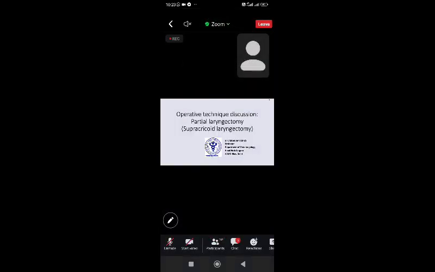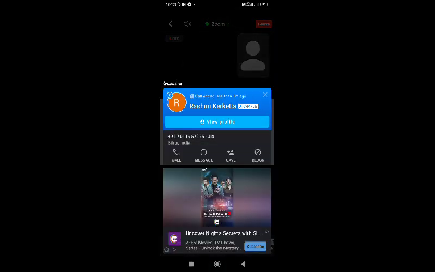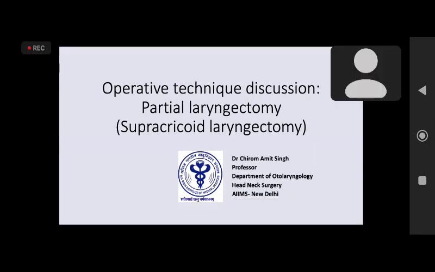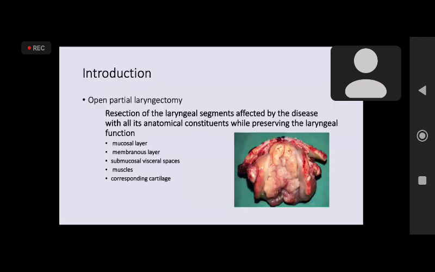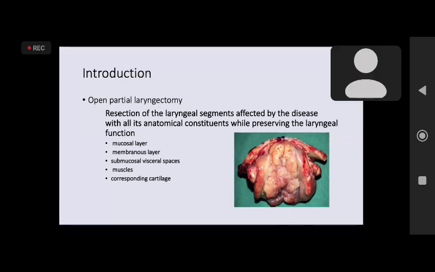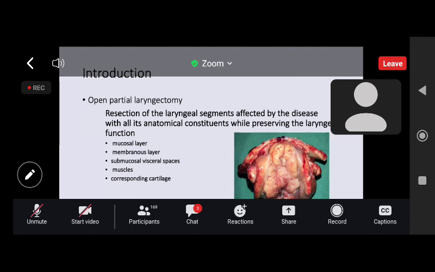Laryngectomy, and I have chosen supracricoid laryngectomy because that happens to be the common open partial laryngectomy which we perform. So, a brief introduction. In open partial laryngectomy, we excise the whole specimen with a margin en bloc containing the mucosal layer, membranous layer, some mucosal space, muscle, and corresponding cartilage.